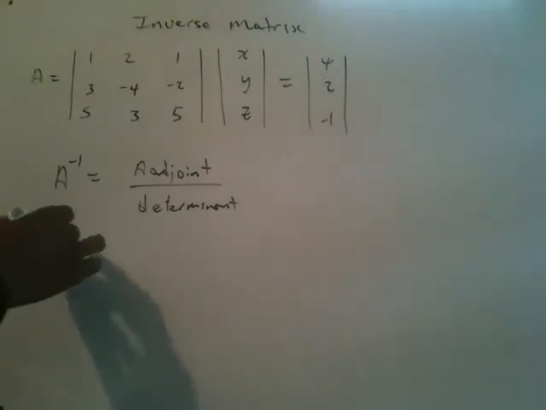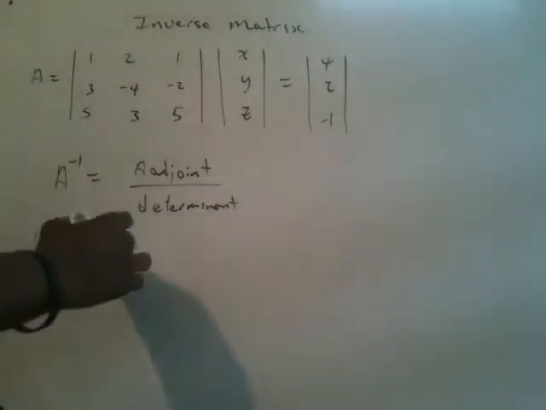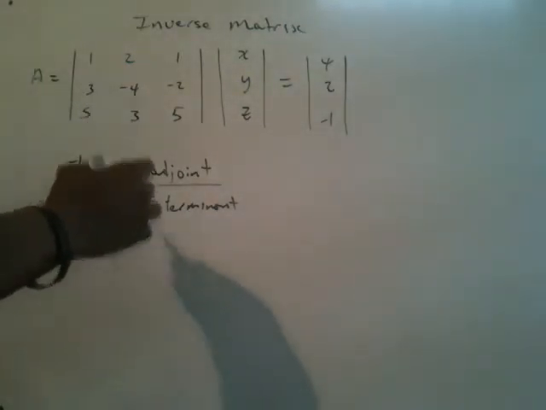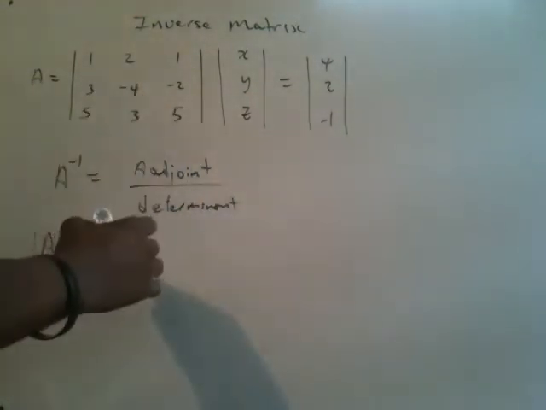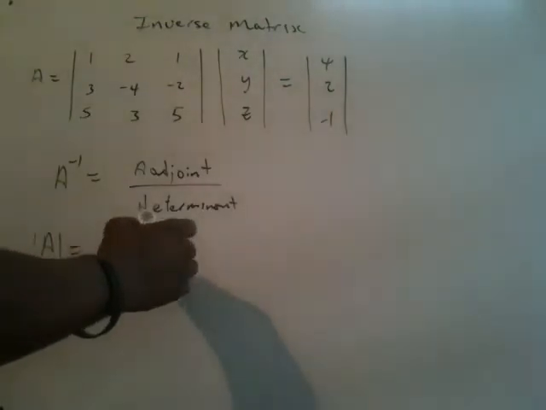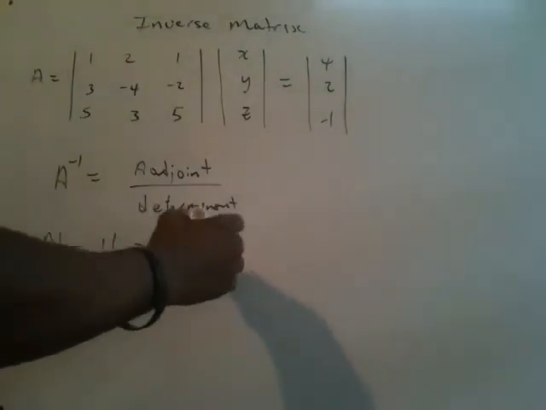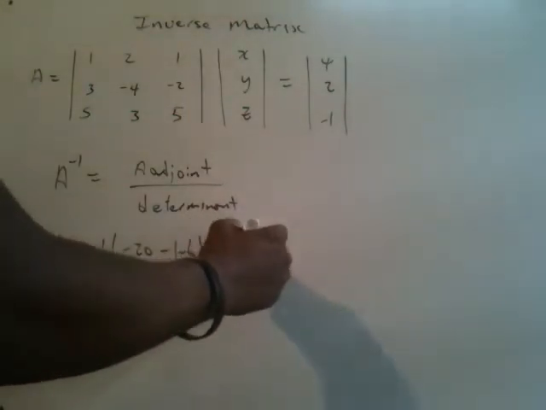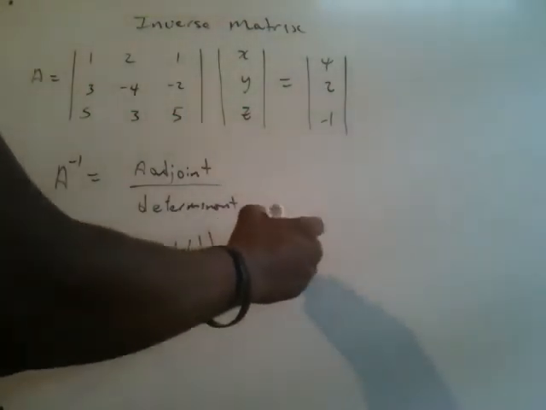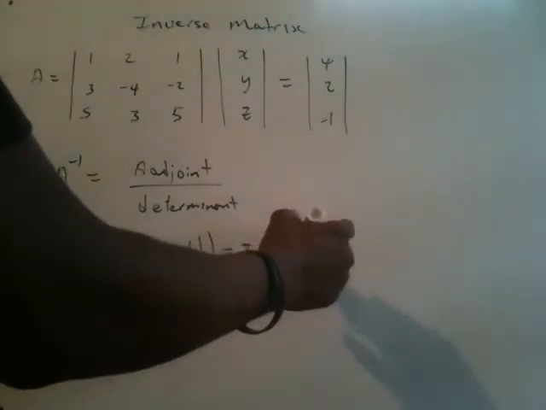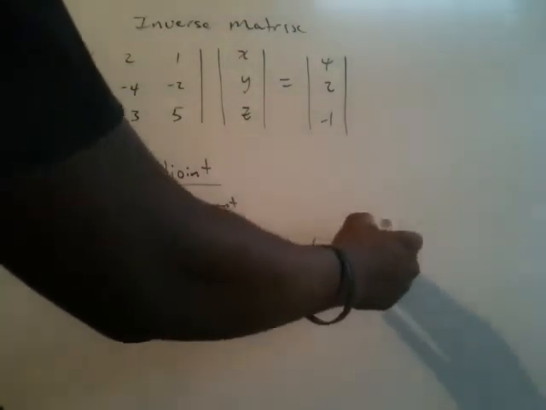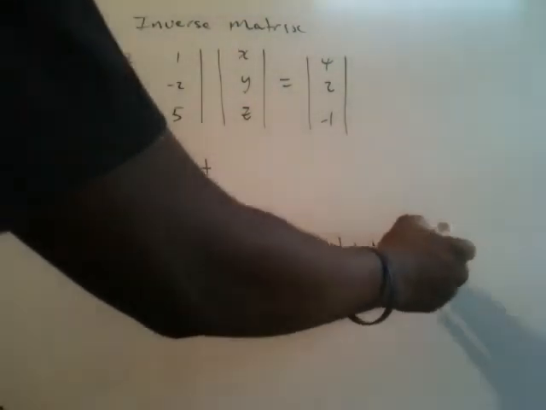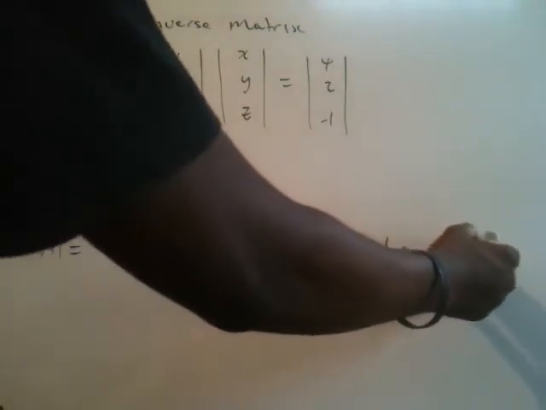The determinant, given by the symbol |A|, is equal to 1 multiplied by (-4 times 5, which is -20, minus 6), minus 2 times (15 minus 10), plus 1 (9 minus 20).